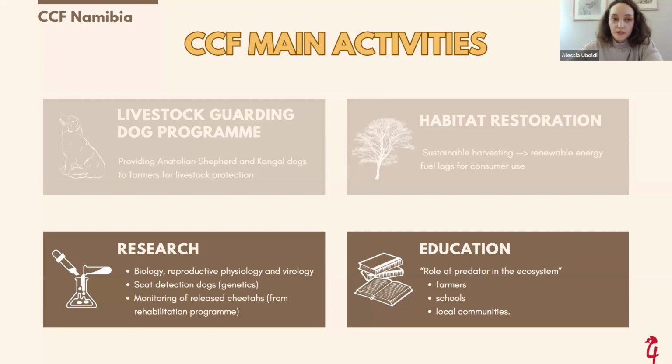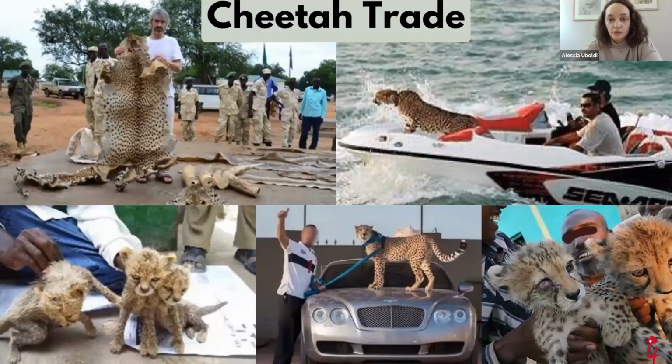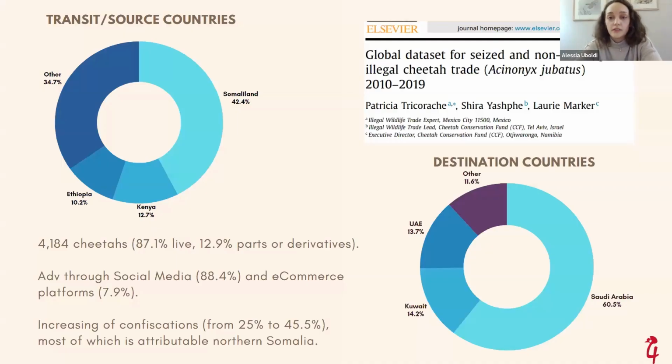So before going into the topic, I would like to show you how the illegal trade looks. As you see, cheetahs are mainly traded alive, or also in parts, like skin, skulls, and teeth. And in this article, it was the first time that they made a global data set for having an external view of 10 years of trade regarding cheetahs.